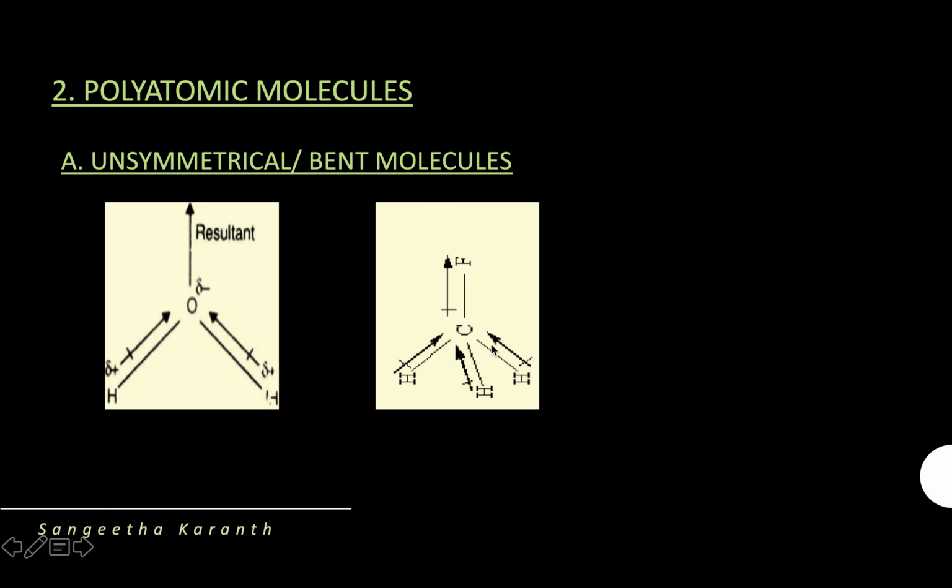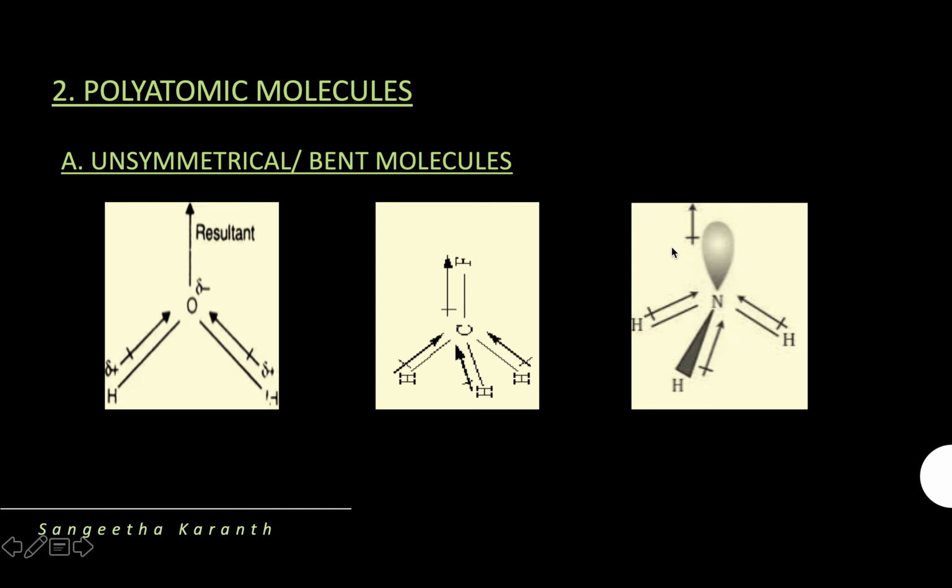Next, if you consider the example of CH3F. When you compare the CH bonds, the dipole moment will be pointed towards the carbon atom. When you compare carbon and fluorine, fluorine is electronegative. So what happens here is the dipole moment is pointed towards the fluorine atom.